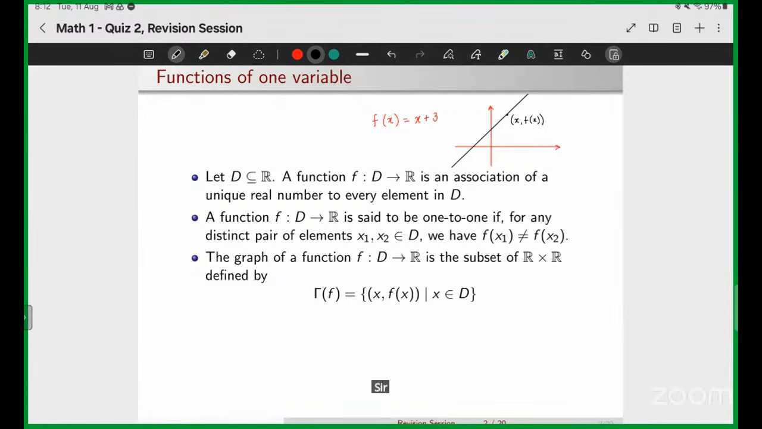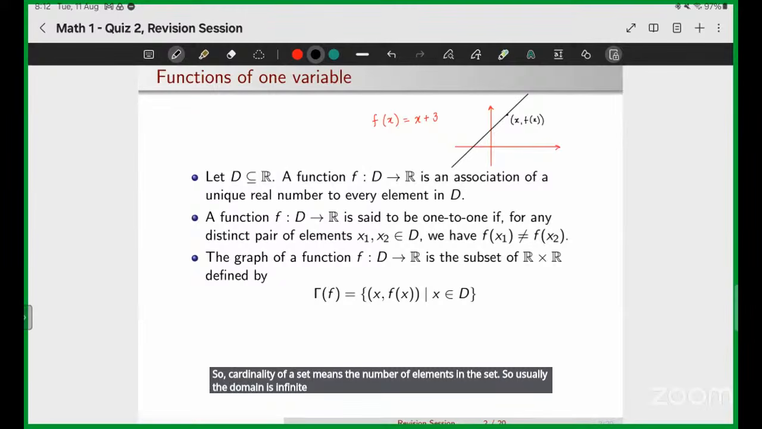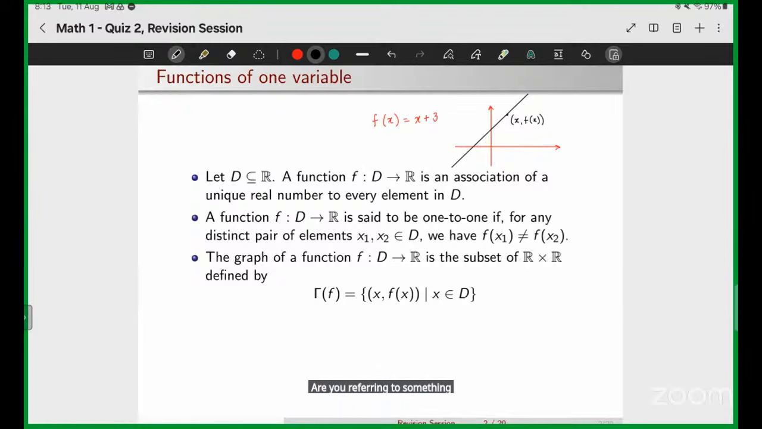Sir, I have a doubt. By the definition of a function, sir, suppose we want to find the cardinality of this graph and we plot the line using 2 points, then what is the cardinality of this graph? Is it 2, sir? So cardinality of a set means the number of elements in the set. So usually the domain is infinite, so the cardinality will be infinite. Are you referring to something else's cardinality, perhaps? Cardinality of the graphs that we build using the points, sir.